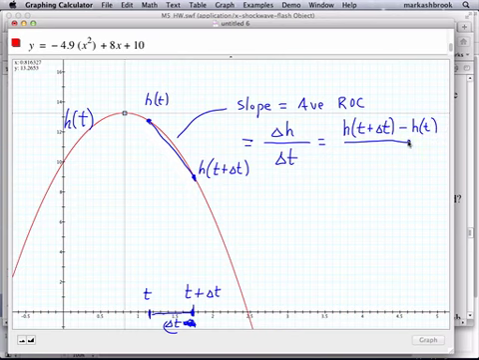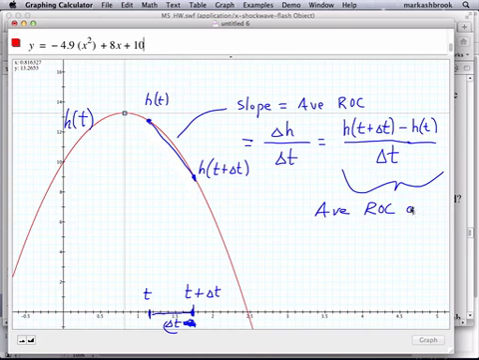So that numerator, what does it represent? Just the numerator. The change in the output over what interval? Over an interval of delta t starting at t. You see that? So that's the change in height over an interval of delta t starting at t. And then in the bottom, just delta t. So this calculates the average rate of change over an interval delta t starting at any time t.